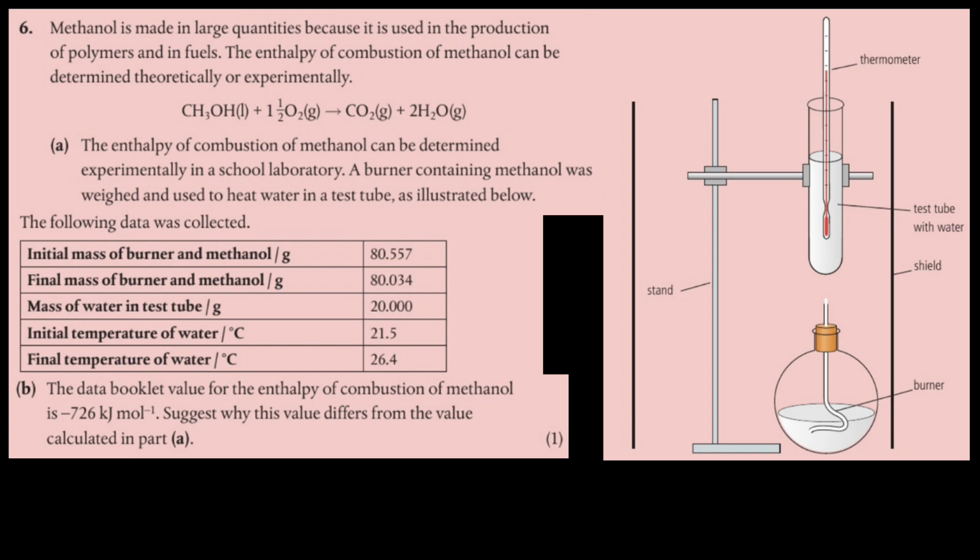So the first one is going to be your heat loss to the surroundings. Some heat is going to be lost to the air. It's also going to be lost to the test tube and to the thermometer instead of being fully transferred into the water. Also, the setup is not perfectly insulated, which is going to lead to a lower measured temperature change, and that's going to affect your final enthalpy of combustion.